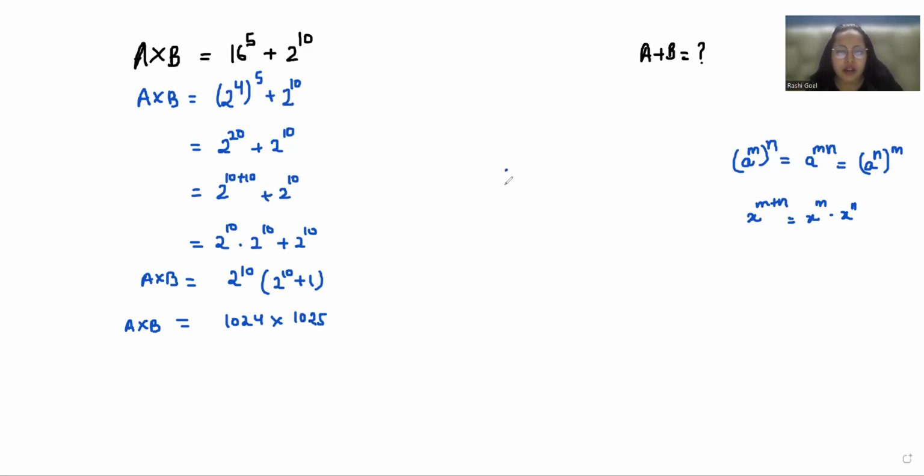So we have to find the value of a plus b. Whether you add 1025 and 1024, or 1024 and 1025, this gives us the same result. So 1025 plus 1024, or 1024 plus 1025, gives us 2049.